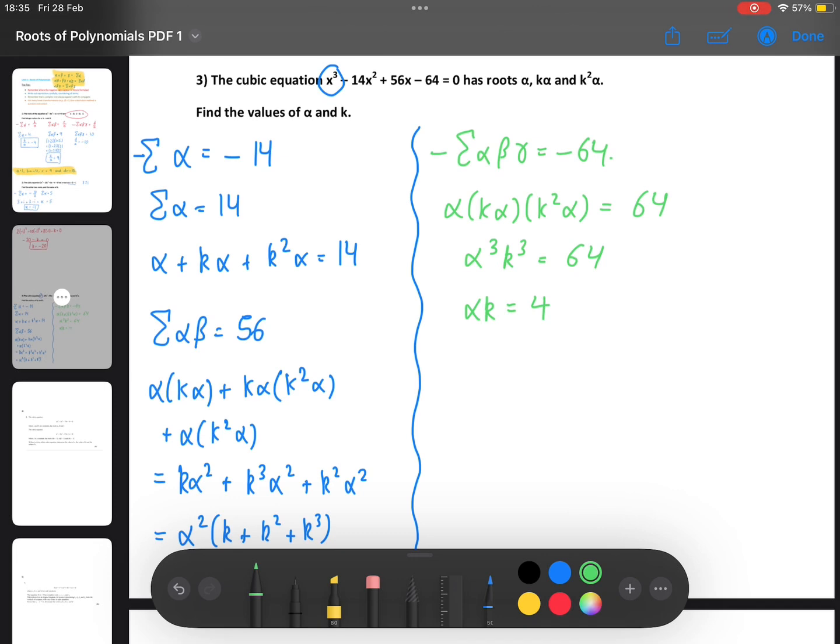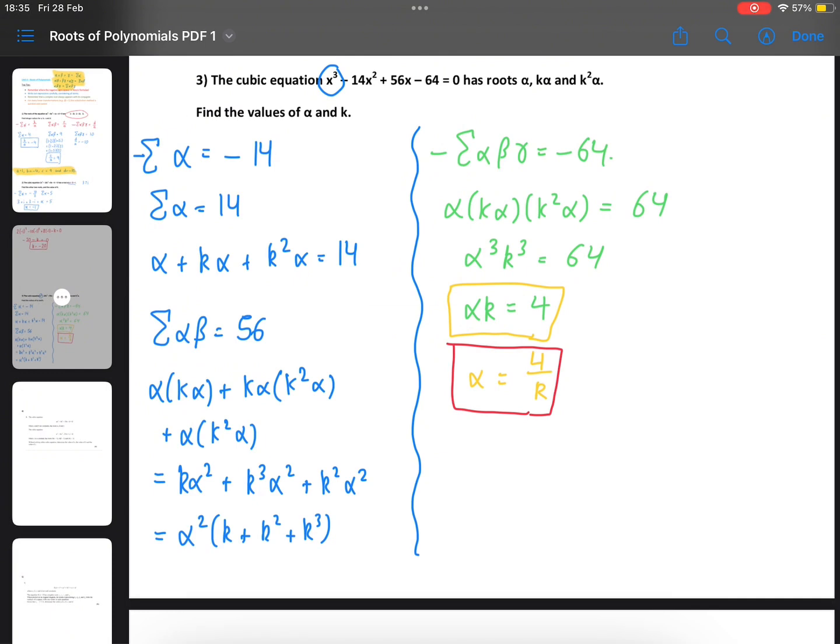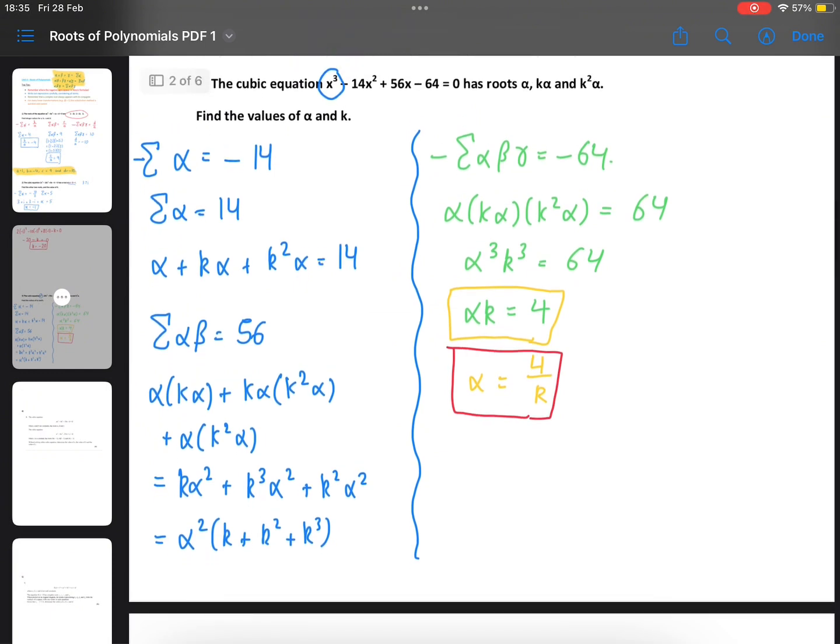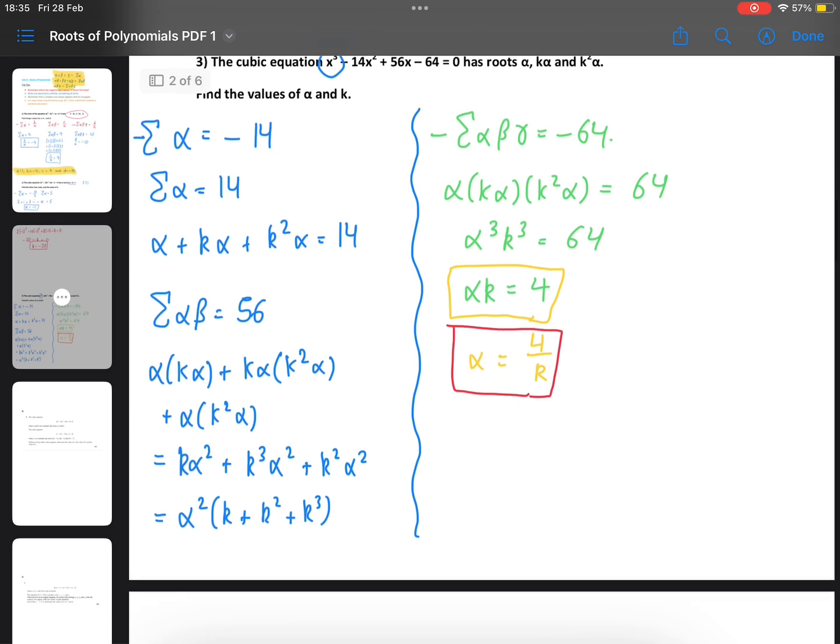And here, this is probably one of the hardest steps of the problem, I'm going to rearrange this to get alpha in terms of k. And then this is a rather neat form of equation which I can use to form simultaneous equations by substitution in order to find the values of alpha and k.